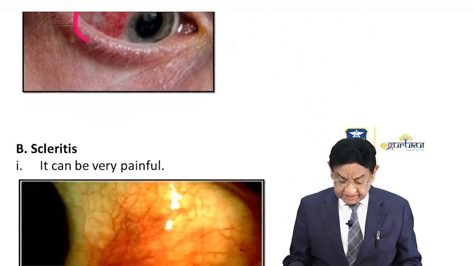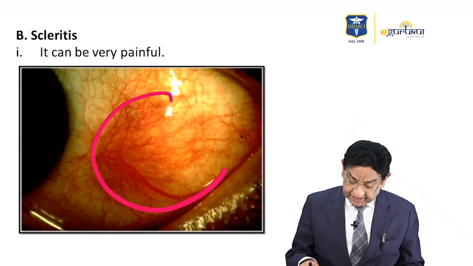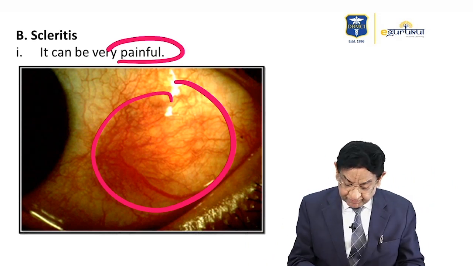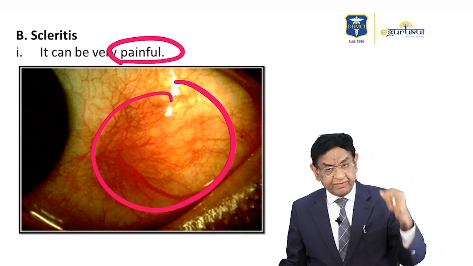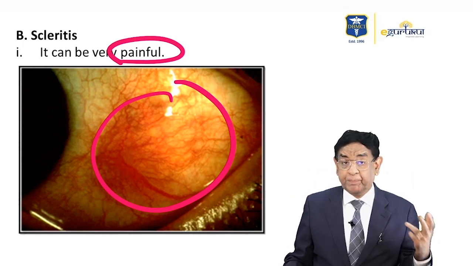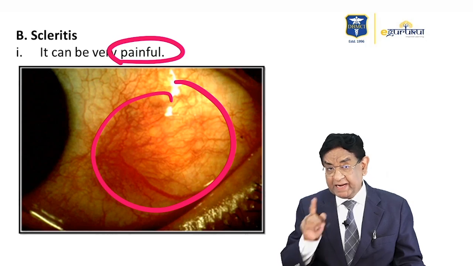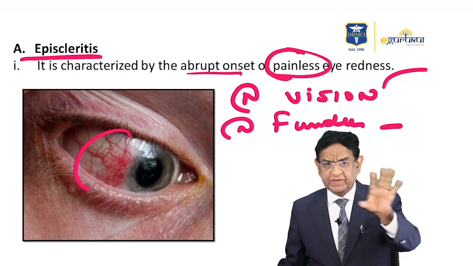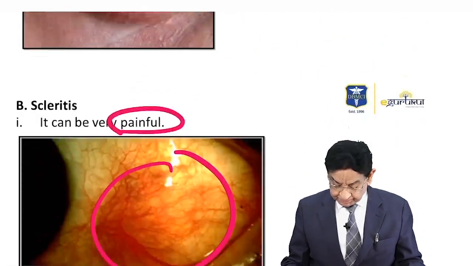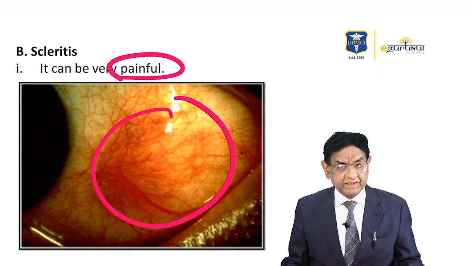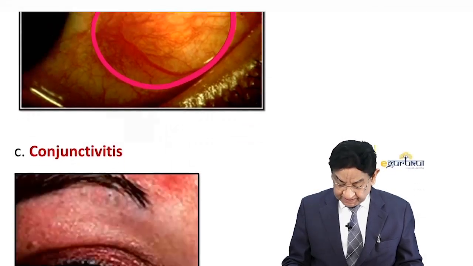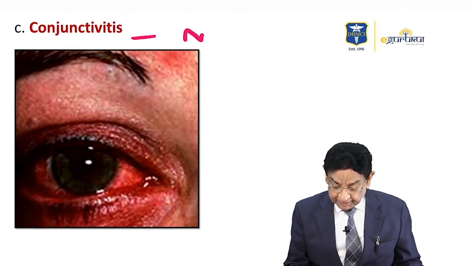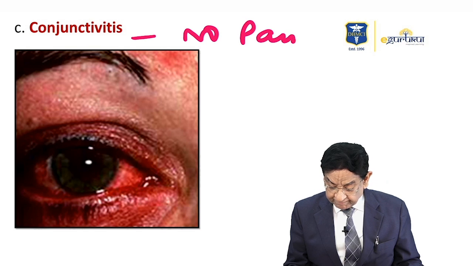But we have another condition, scleritis. Again, you are getting redness in the eye, same. And the classical exam question, it is painful. So the difference between episcleritis and scleritis is about pain. Like in our question, it was a painless red eye with normal vision. Whenever sclera is involved, the vision and the fundus remain normal. So painful is scleritis, no pain is episcleritis. Conjunctivitis can lead to red eye, but again, no pain. No pain. Okay.